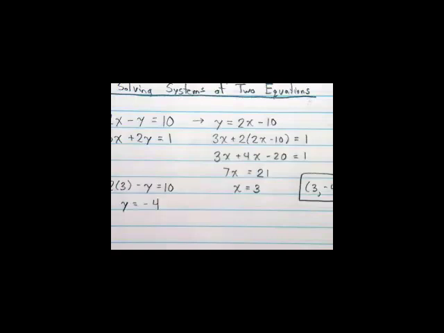You think is going to be easier. It doesn't matter. Both will work out, though. And then solve that for y, and I got -4. Okay, so that was the method that I felt like was easier. There's another method for doing this.